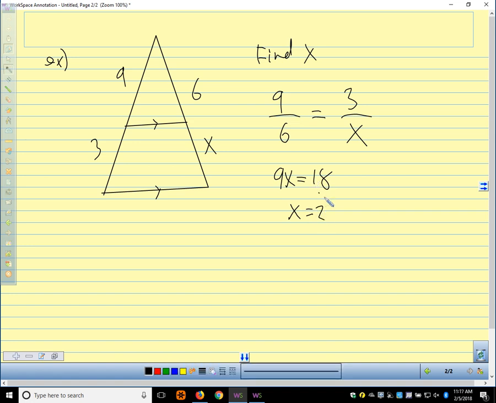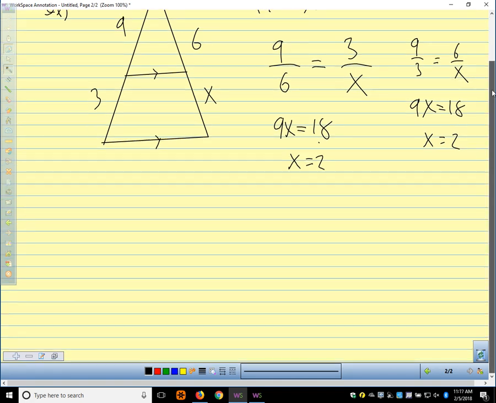Could I set up that proportion differently? We could say 9 over 3 equals 6 over x. And we get the same thing. 9x equals 18, and x equals 2. So as long as you compare corresponding sides, corresponding pieces, you get the same proportion, and you get the same answer. So there's a lot of ways you can set up the problem. All right, let's look at another example.